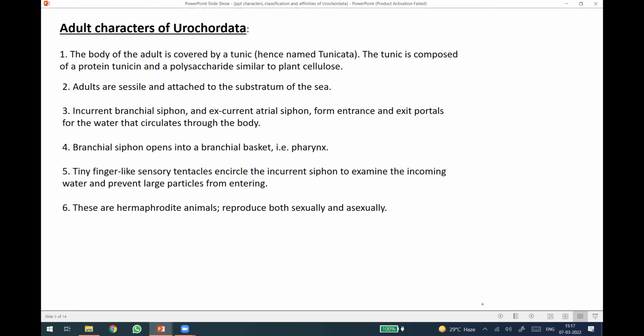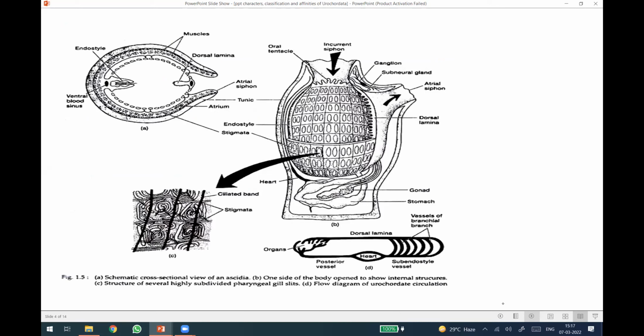The adults are sessile, attached to the substratum. The incurrent branchial siphon and excurrent atrial siphon form the entrance and exit portals for the water. The branchial siphon opens into a branchial basket, that is, the pharynx. I'll show you how this branchial basket acts.